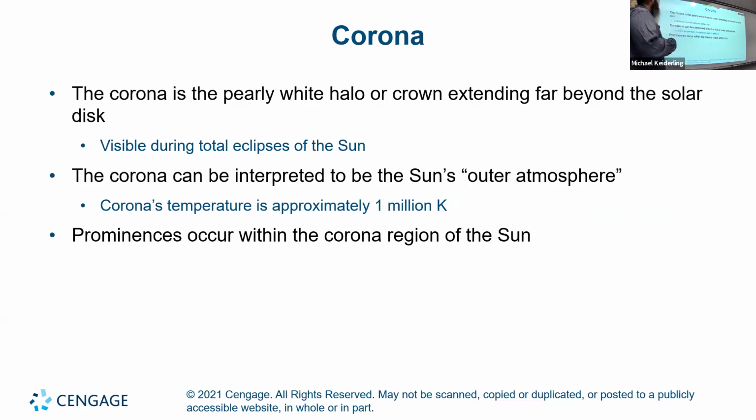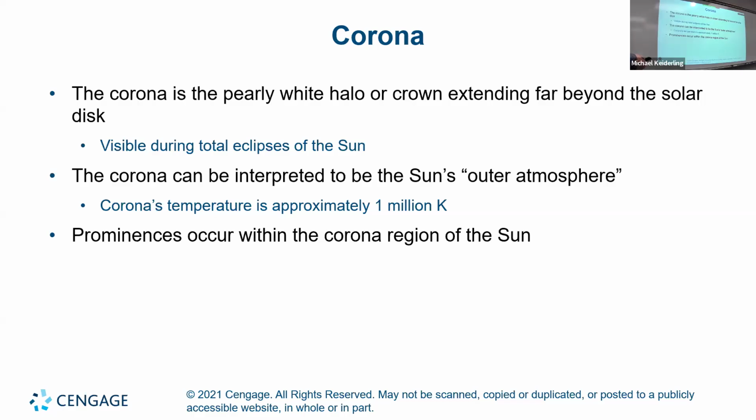The outermost atmosphere of the sun is the corona. It's the pearly white halo or crown extending far beyond the solar disk. It can be seen during total eclipses of the sun, or if you're using a device that can block the sun out and image the corona. You can block out the photosphere, but it's visible during total eclipses of the sun.